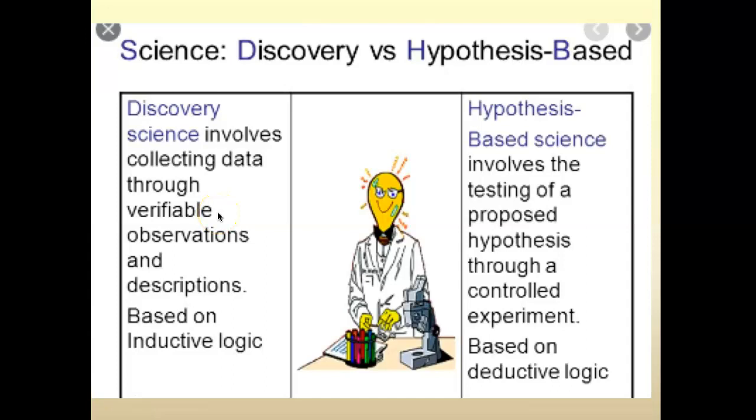You can't say the flower is pretty, because somebody else might not think it's pretty, but you can say the flower has 6 petals, right? And anybody can come along and say it has 6 petals. So 6 petals is the verifiable observation. Anybody can come along and make the same observation as you.